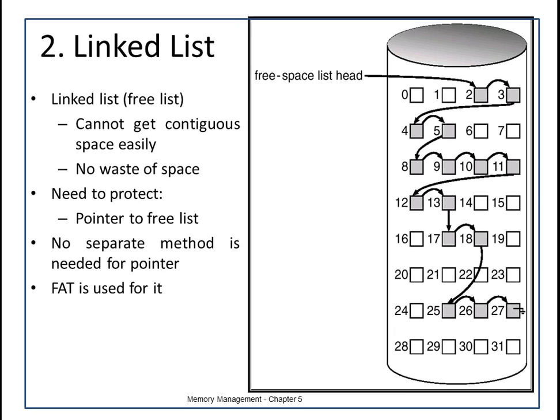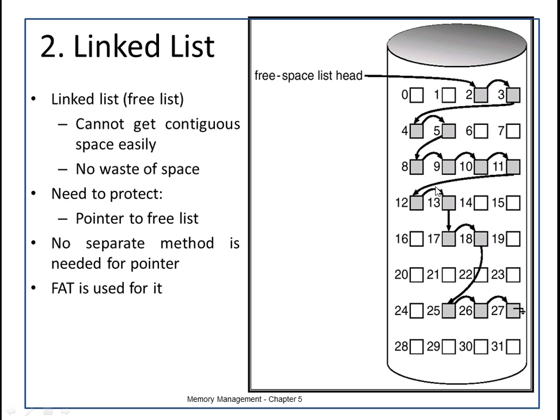Now suppose any file needs to be allocated to the disk. At that time this linked list is searched and the blocks from the linked list will get allocated and the file will get stored, and the free list will get updated. So the starting block will be removed from the free list and the header will be shifted to the new block. Okay, the free list cannot get contiguous space easily.